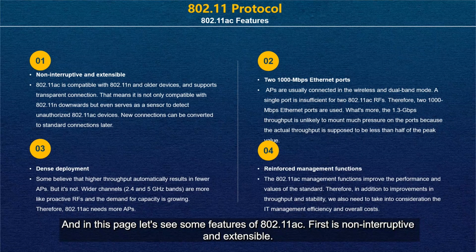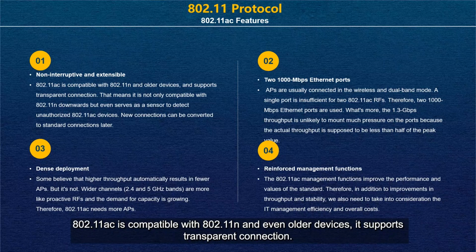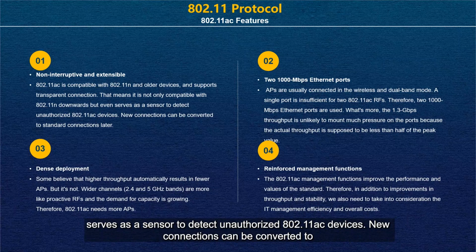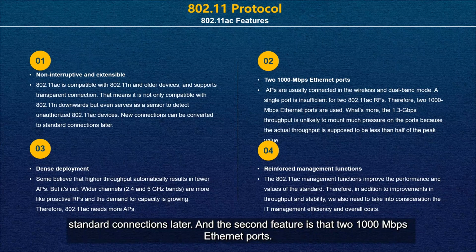Okay, at this page, let's see some features of .11ac. First is non-interruptive and extensible. .11ac is compatible with .11n and even older devices. It supports transparent connection. So it means that it's not only compatible with .11n downwards, but even serves as a sensor to detect unauthorized .11ac devices. New connections can be converted to standard connections later.